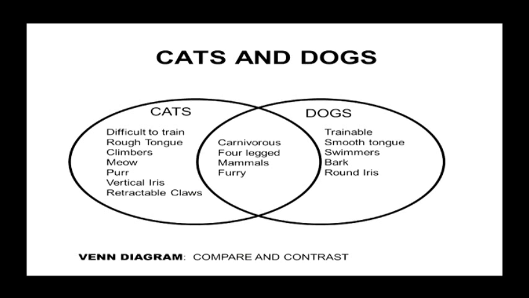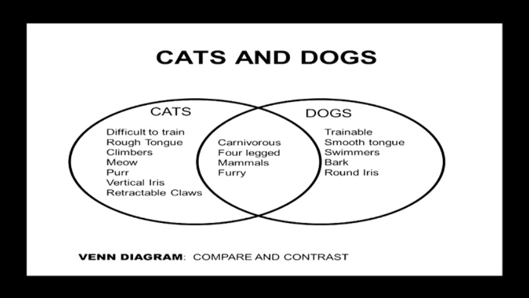Oh yeah, they're carnivorous. What does carnivorous mean? Meat eating. Yeah, so they're meat eating, four-legged, they're mammals and they're furry. Cats are difficult to train, not saying you can't train them, but they are difficult to train. They've got a rough tongue, whereas a dog's got a smooth tongue. Cats are climbers, and dogs are swimmers. Cats don't like swimming. But some do.